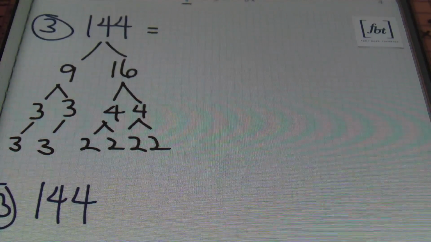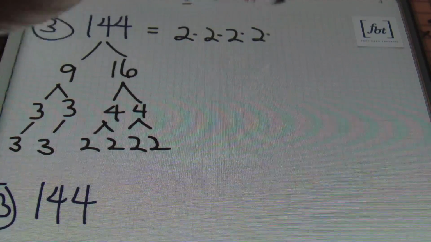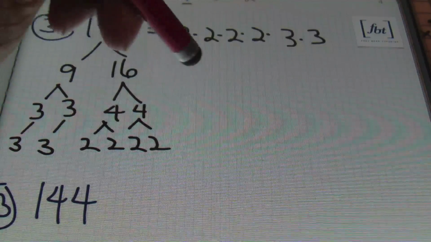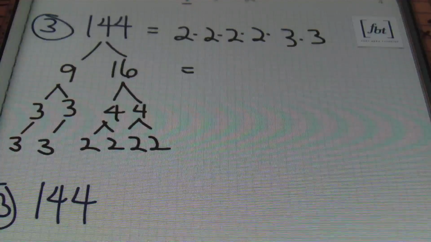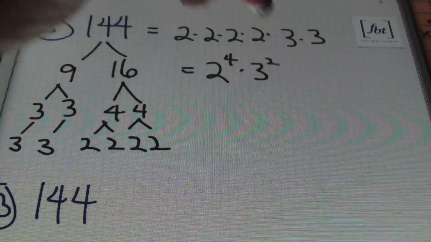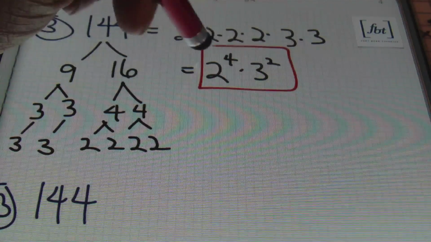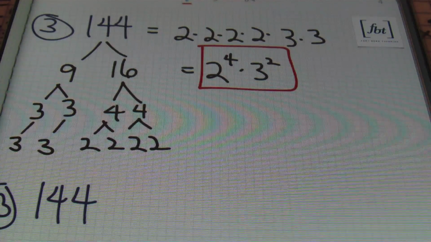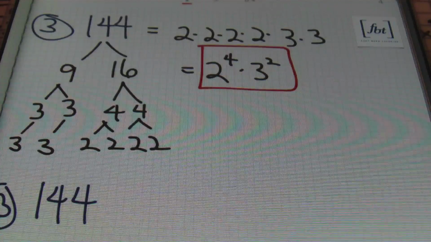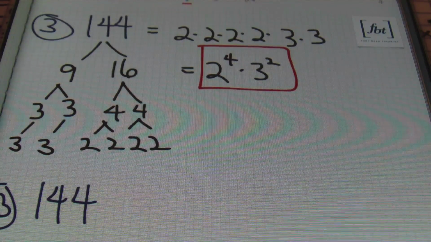All right, so writing this in ascending order, I'm going to have 2 times 2 times 2 times 2 times 3 times 3, or we can simplify this in exponential notation by saying that this is 2 to the 4th power times 3 squared, and this is going to be my answer. Here comes your red box. There it is. That's how you know it's done, because I just red boxed it. Okay, that's the prime factorization of 144.